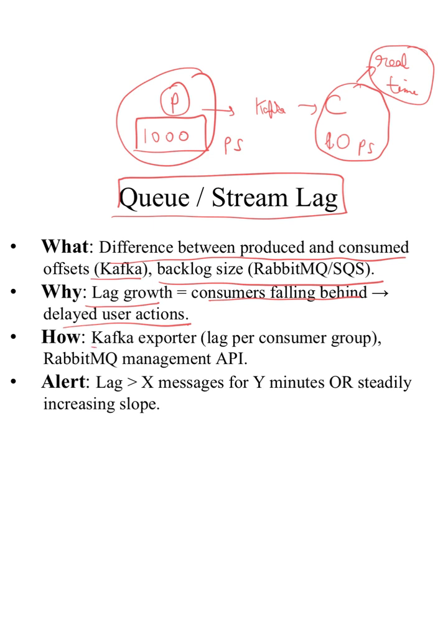How it should be measured? Using Kafka exporter. If you're using RabbitMQ, management API can also be used. You can set one alert that if lag is greater than X messages for Y minutes or steady increasing slope, that means some action needs to be taken.